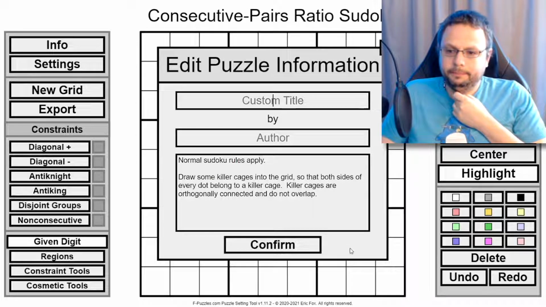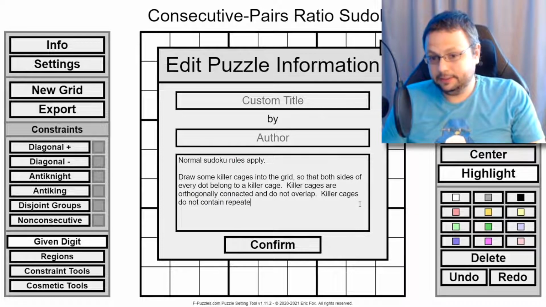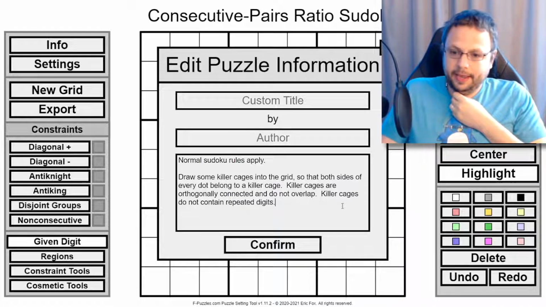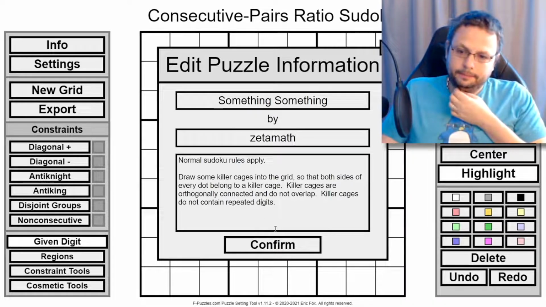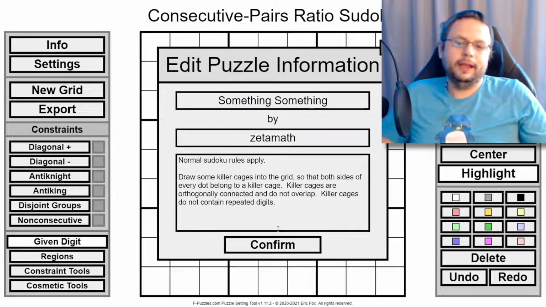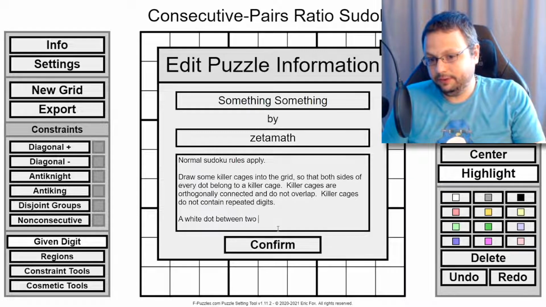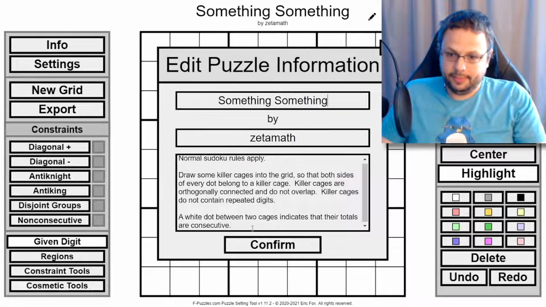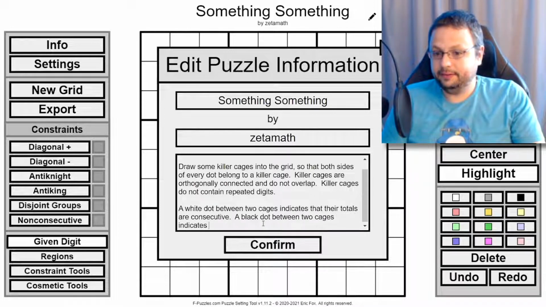Okay. I'll repeat the usual rule here. Killer cages do not contain repeated digits. Then we're going to go ahead and spell out what the dot means. A white dot between two cages indicates that their totals are consecutive. And likewise, a black dot between two cages indicates that their totals have a ratio of 2 to 1.